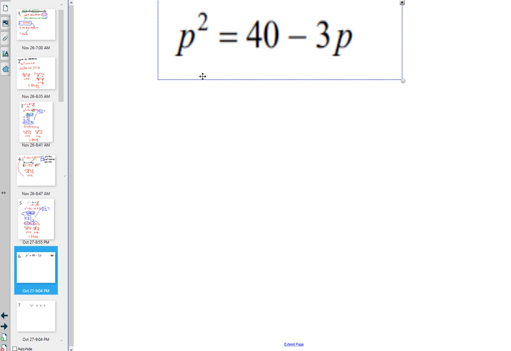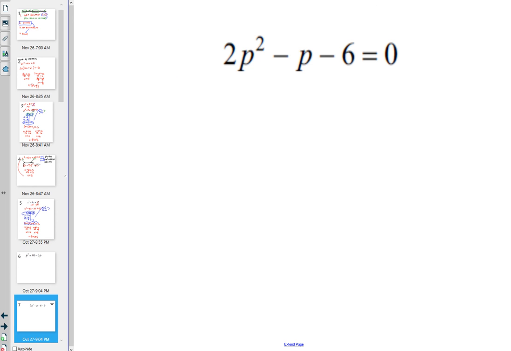Let's actually do the time constraints. Let's skip this one. And let's go to this one here. So we're skipping one and going to this one.